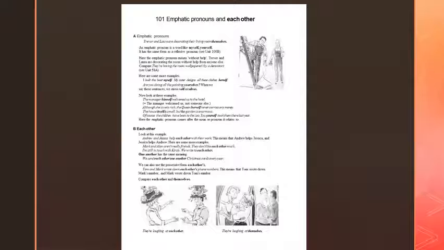This means that Tom wrote down Mark's number and Mark wrote down Tom's number. Compare each other and themselves. Now you can see that there are two pictures given here. In the first picture, what is written at the bottom of the picture? They are laughing at each other. So both of them are laughing. That is an equal action. And there are two people again here, and the action is affecting them both. They are laughing at themselves.